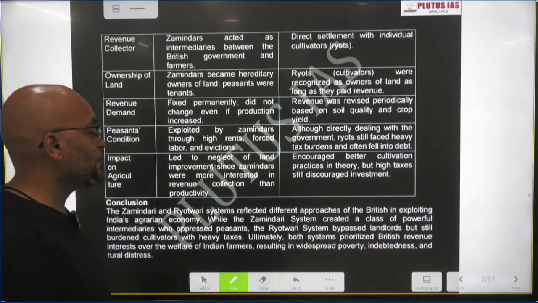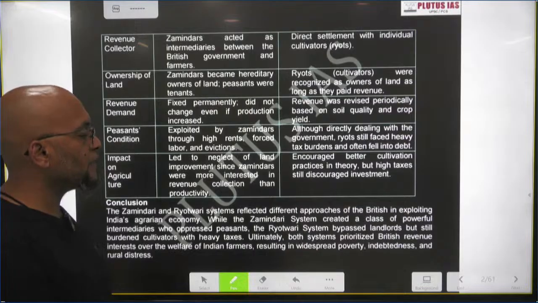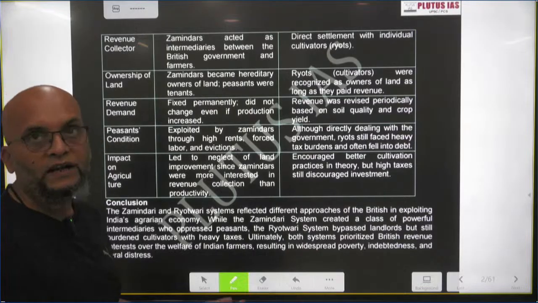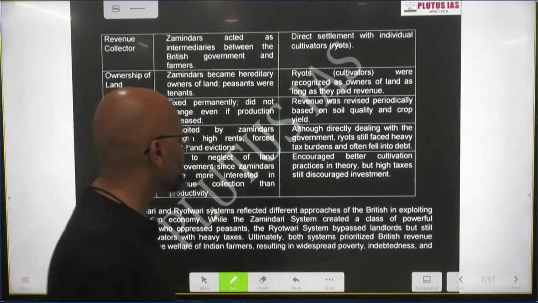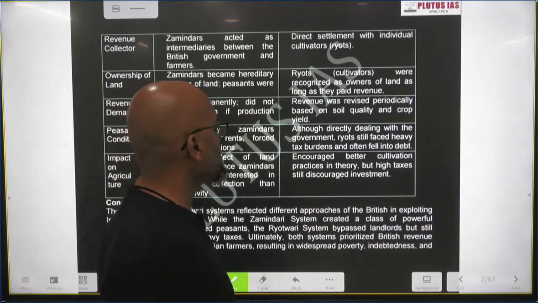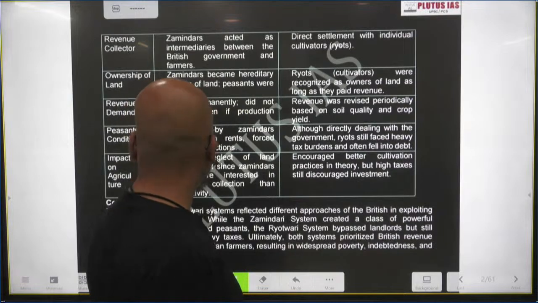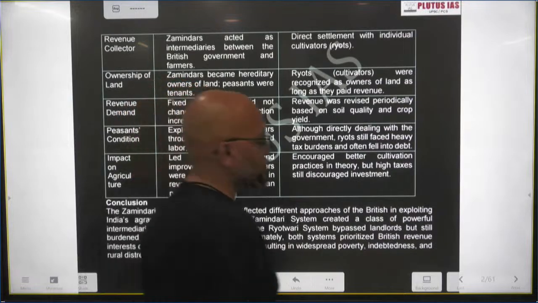Ultimately, both systems prioritized British revenue interests over the welfare of Indian farmers, as we all know, resulting in widespread poverty, indebtedness, and rural distress.